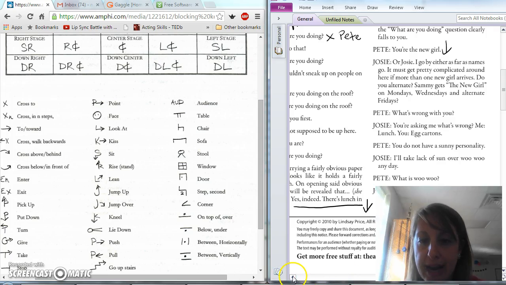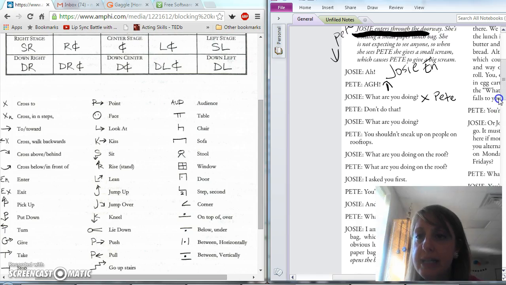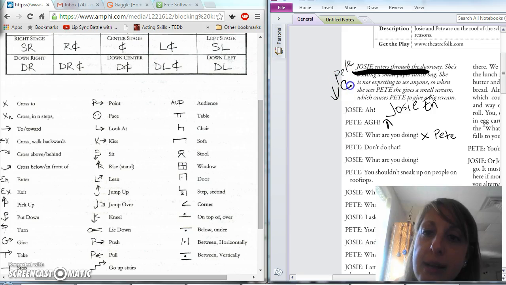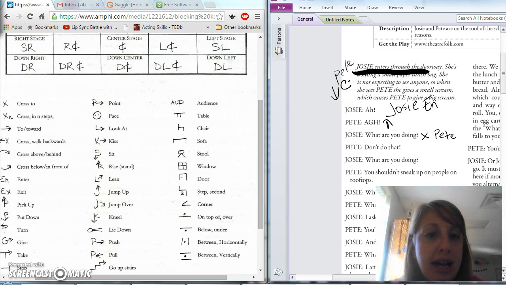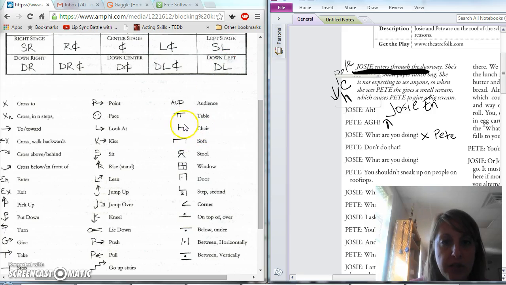So if I go back to what I've already written, I probably need to be more specific. So we're going to say Pete sits, but he's sitting center stage. And there's probably a chair center stage, so we are going to draw a chair. So that's what I should have done. So Pete sits center on chair. You see right here, here's the chair symbol. Here is the center symbol. You don't have to put that little line through the C. You just have to put the C.